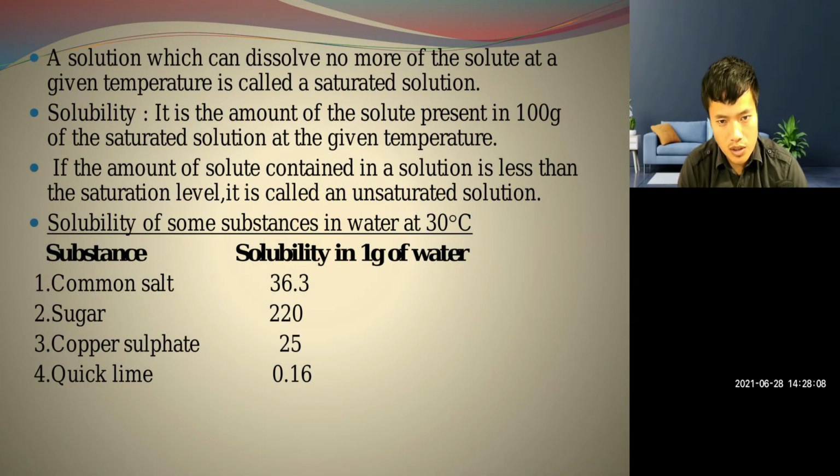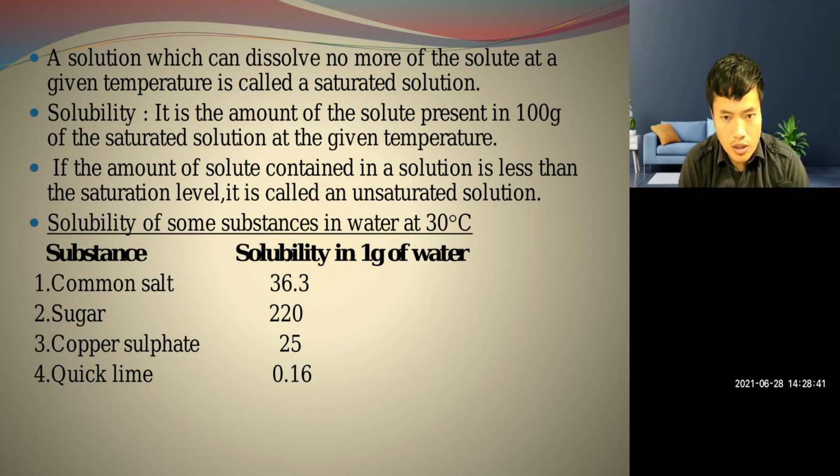A solution which can dissolve no more of the solute at a given temperature is called a saturated solution. For example, suppose you are trying to add sugar in water. First, you can add some amount of sugar in it. But if you continue adding sugar again and again, there will come a time when you cannot add more sugar. Even if you add it, the sugar will not dissolve anymore. That is, the solution has reached its saturated level.